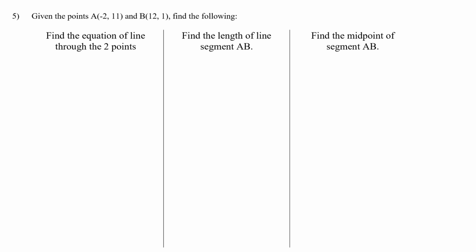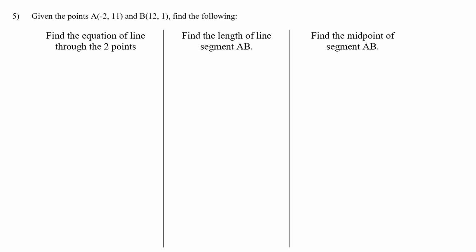So in question 5, we're given 2 points. They're labeled A and B. A has the coordinates (-2, 11), and B is located at (12, 1), and we're asked to do 3 things with those points. First, find the equation of the line that goes through those points. We're also asked to find how long the segment is from A to B. How long is it to travel from point A to point B? And then finally, we're asked to locate the midpoint of segment AB. So what's that location?